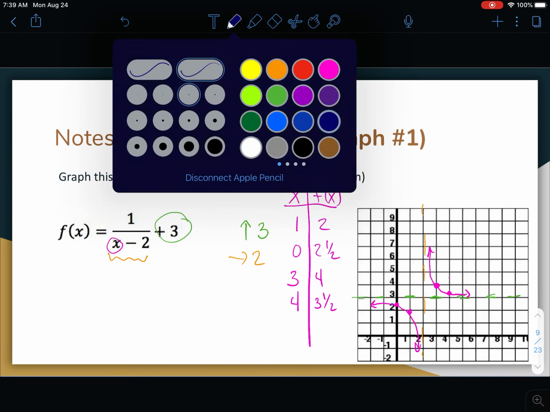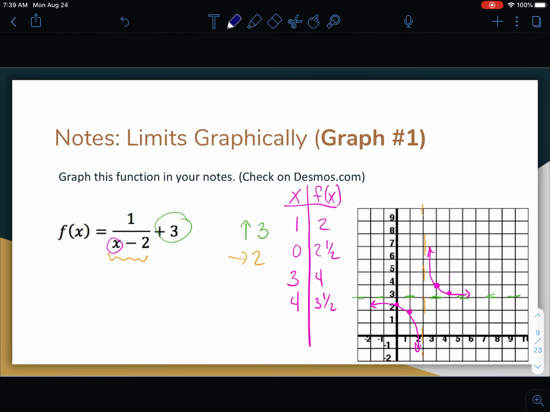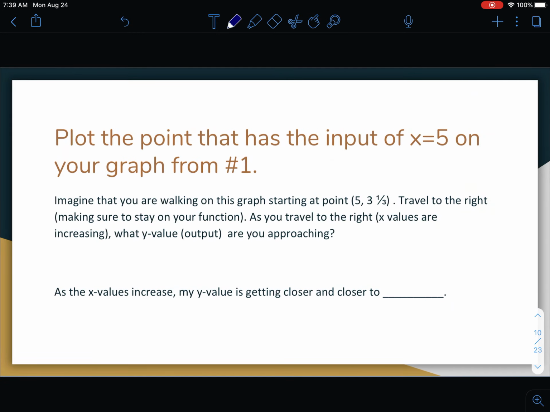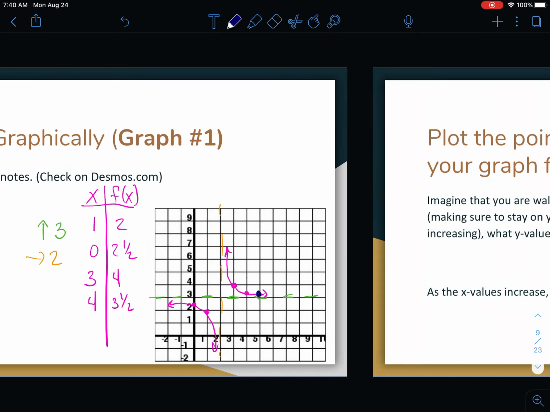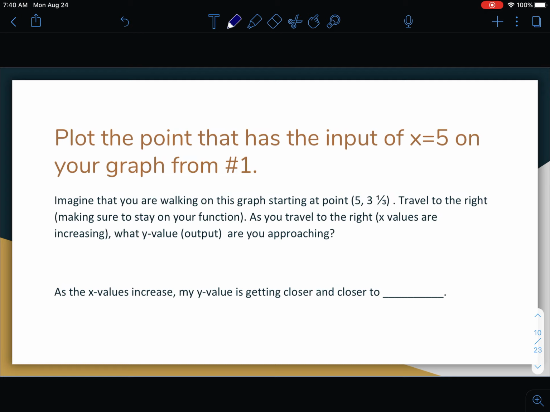And let me get a color that's different here. And we want the point that represents x equals 5 on the graph. Okay, so we're looking at somewhere here. Okay, so we're going to travel to the right of this point to stay on our function. And as we travel to the right, the x values are getting bigger. Which y value are we approaching?